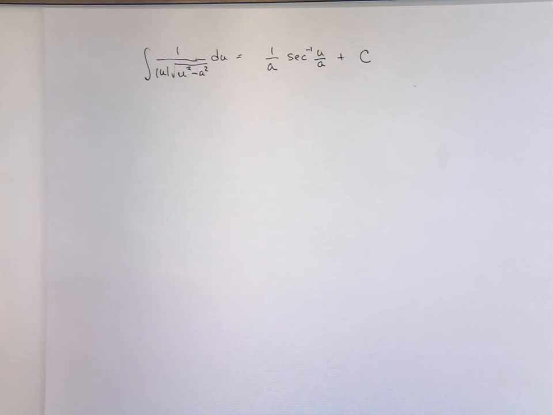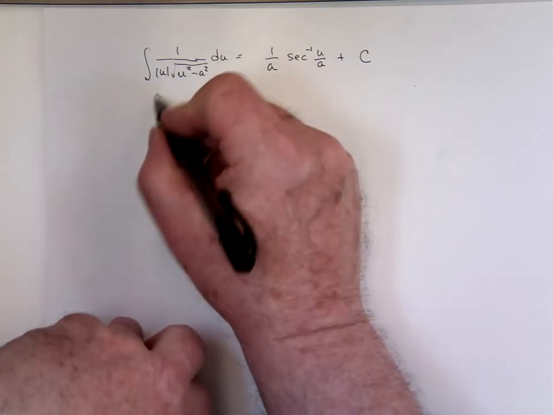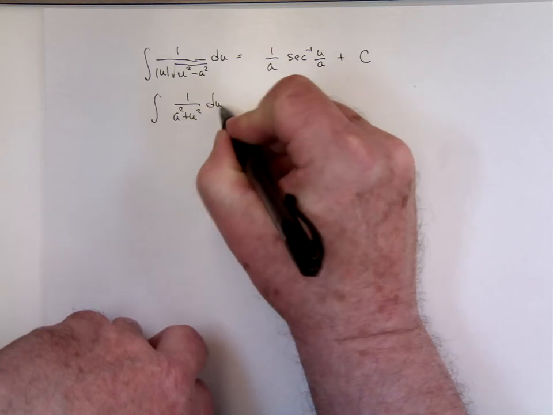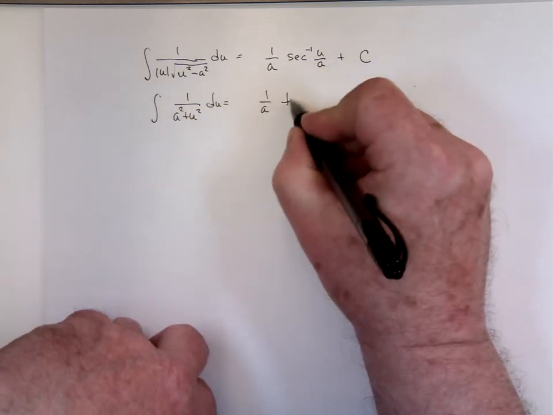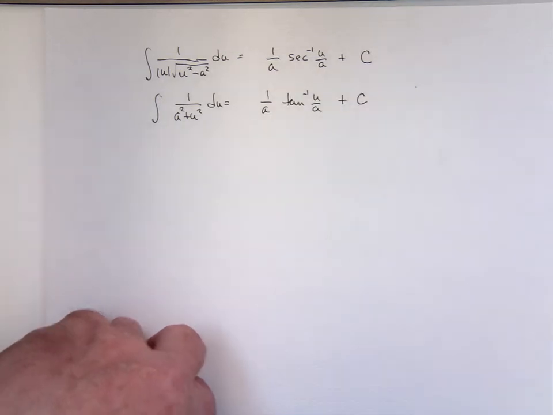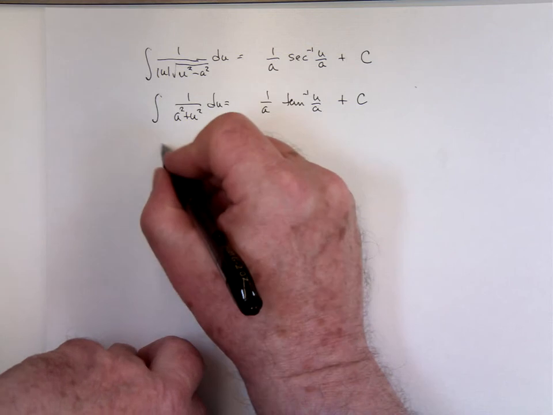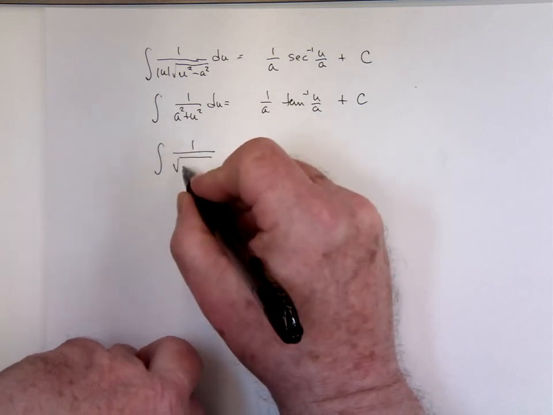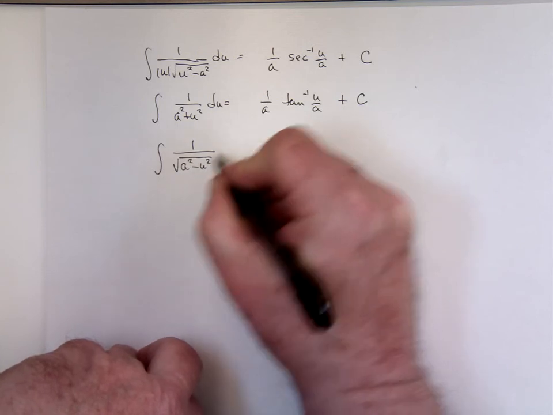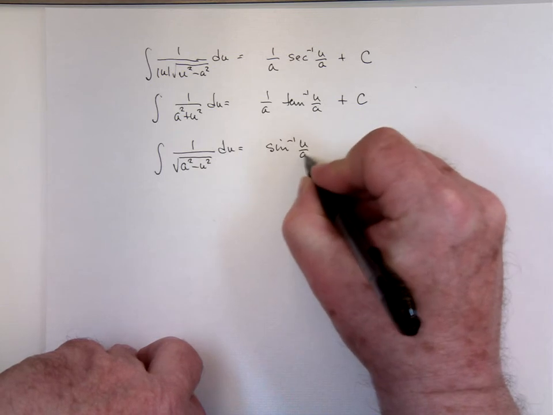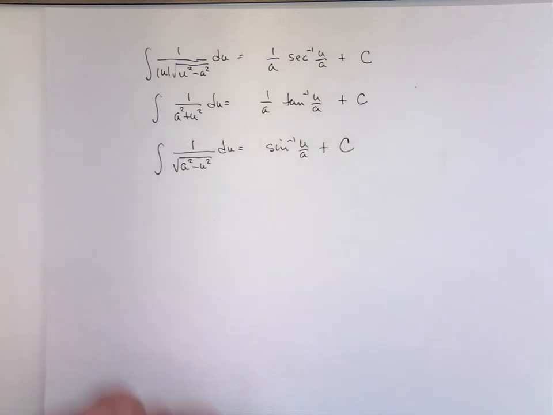The other two we did are these two. The integral of 1 over a squared plus u squared du is 1 over a inverse tangent of u over a plus c. And the integral of 1 over square root of a squared minus u squared du is inverse sine of u over a plus c. Those are the three generalizations we did of the three inverse trigs.